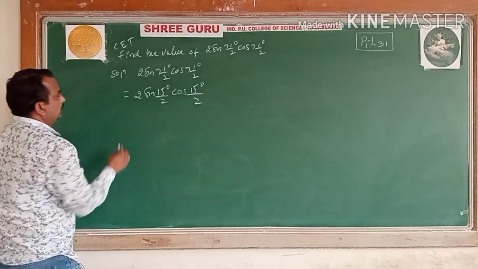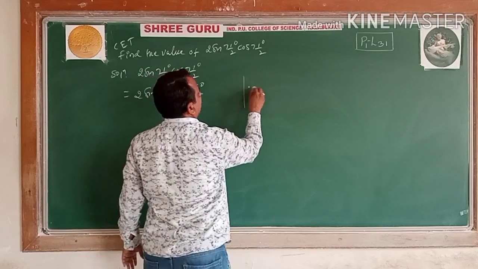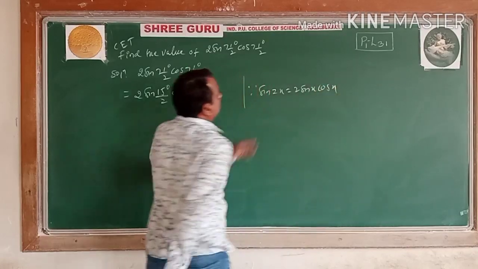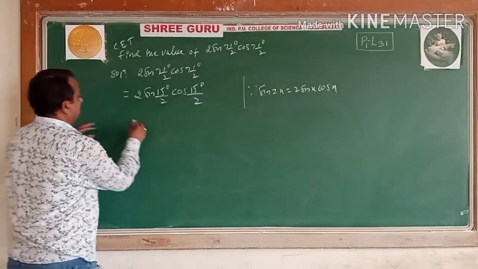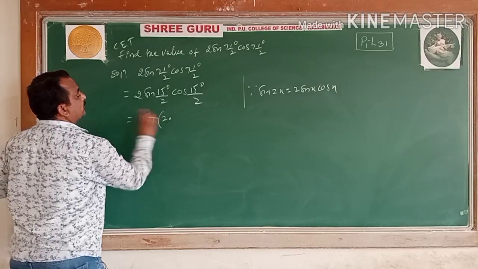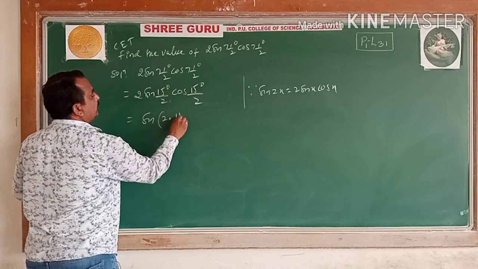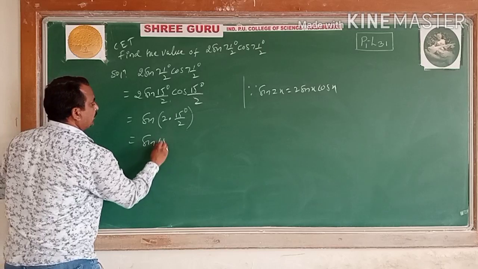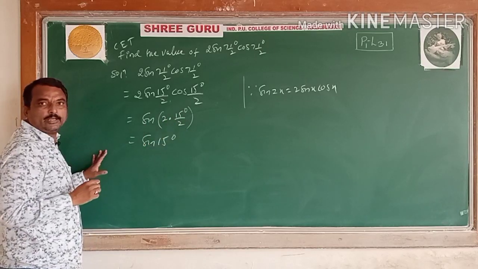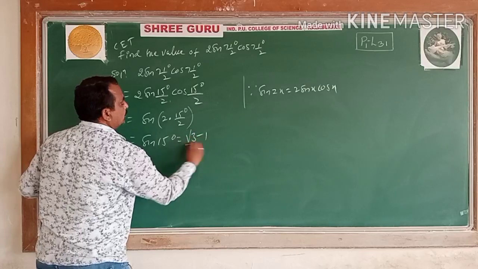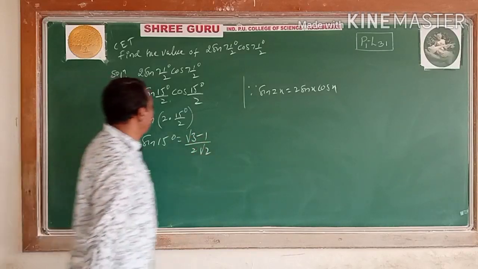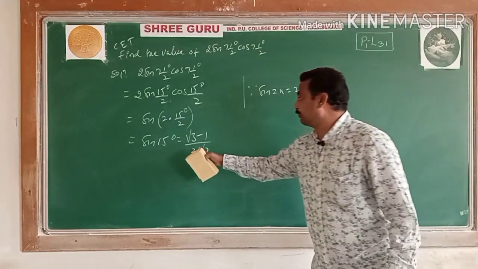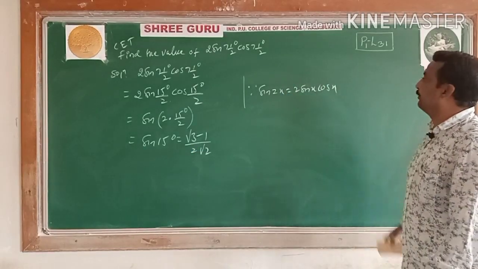Similarly, 15 by 2. What is sin 2x? Is it 2 sin x into cos x? Shall I write this as sin of 2x? What is x here? 15 degree divided by 2. What does it become? It becomes sin of 15 degree. You know very well what sin 15 degree is: root 3 minus 1 divided by 2 root 2. We have calculated it as 45 minus 30. You should remember the value here.